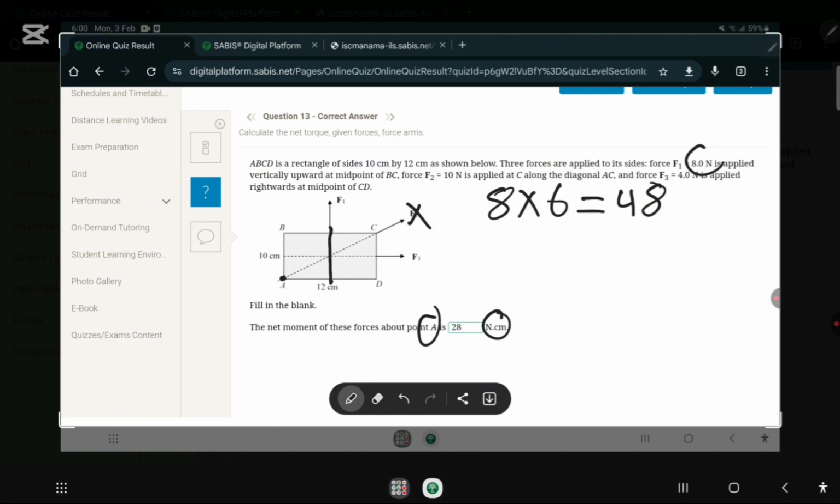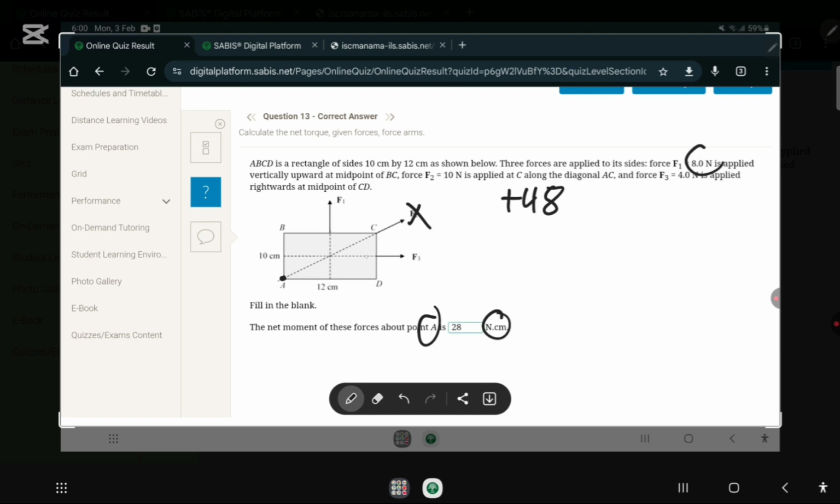We check if it's going to be clockwise or counterclockwise. Draw this, or just use your calculator. Make a force going like this. It's going to be moving around the point axis of rotation in a clockwise motion. So it's going to be positive 48. So positive 48 minus or plus, let's see.